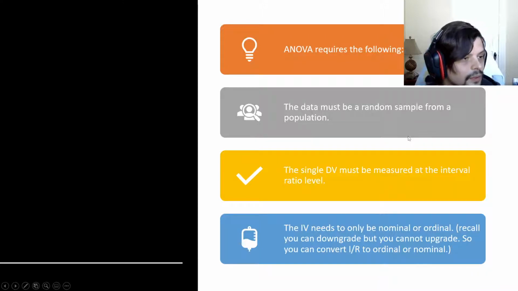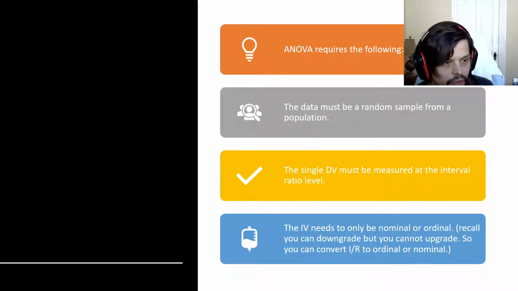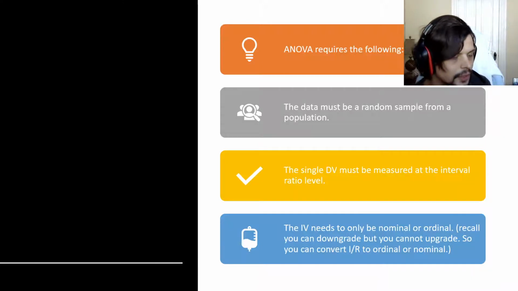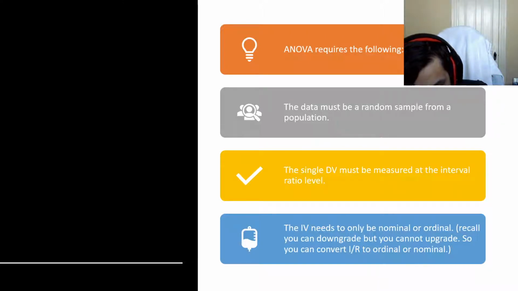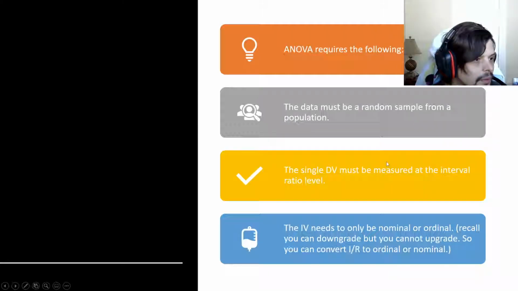So ANOVA requires the following. The data must be from a random sample from a population. The single dependent variable must be measured at an interval ratio level. So we're looking at interval ratios only for this. The independent variable needs only to be nominal or ordinal. So you can convert interval ratios to ordinal or nominal, but you can also have interval ratio variables for the independent variable too. Interval ratio variables are nice in that you can use them for about anything. Honestly, very few things can't be used.